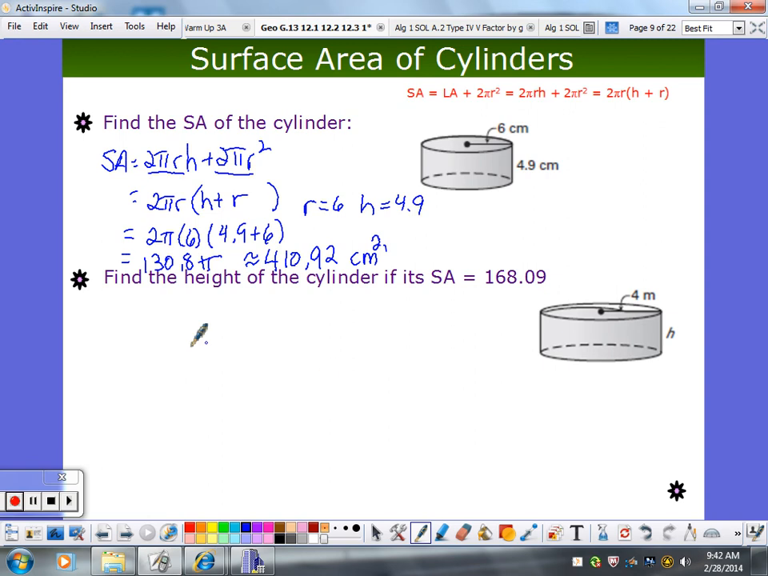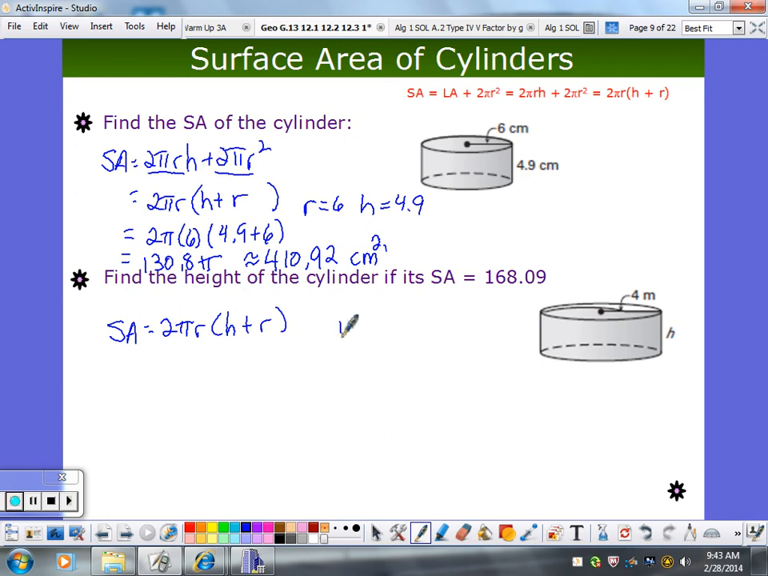So let's try it again here. So SA, always write out your formula. 2 pi r times h plus r. I tend to use this one. I think it's easier than the big one. I think this is the one on your formula sheet, right? I don't think they break it down for you. They don't, but you can do that.